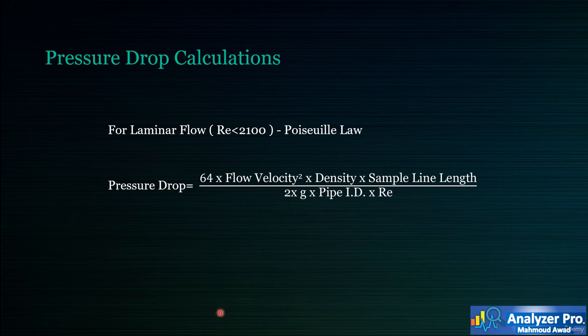The second case is for laminar flow, where the Reynolds number is below 2100. In this case, we use the Poiseuille law. The Poiseuille law states that the pressure drop is equal to 64 multiplied by the flow velocity squared, the density, and the sample line length, divided by twice the gravity multiplied by the pipe internal diameter and finally the Reynolds number.